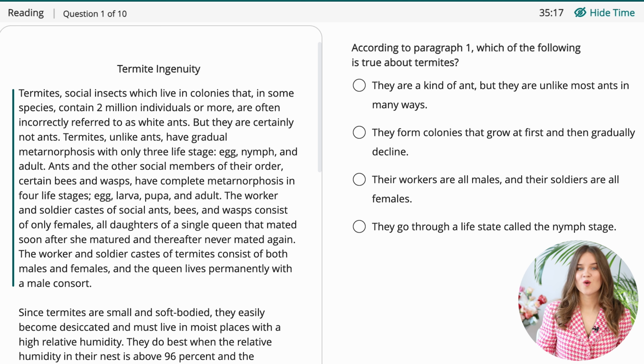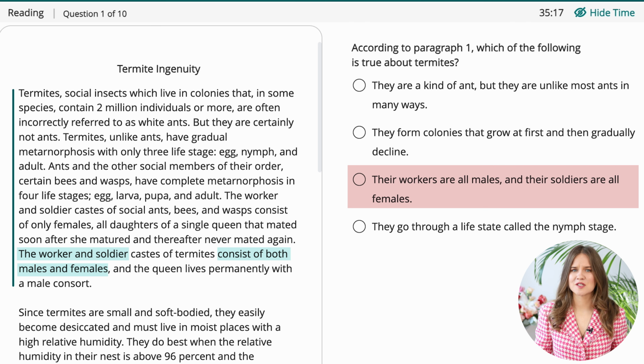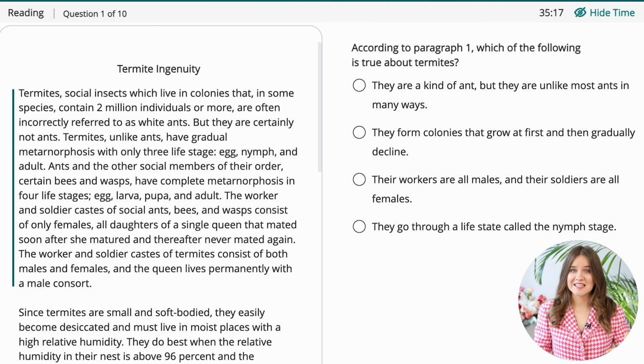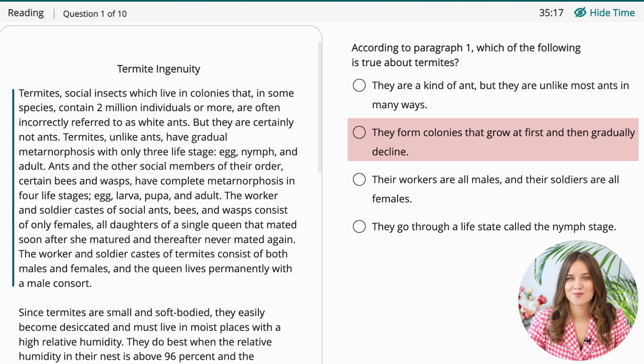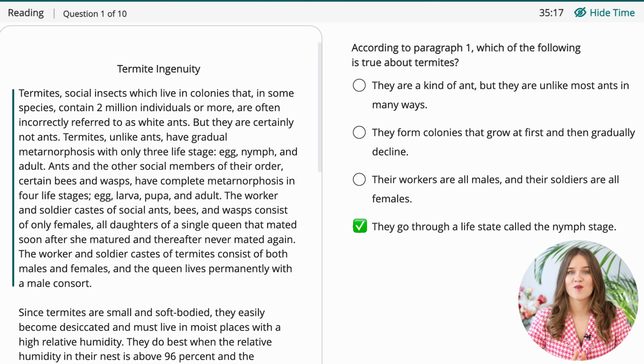Reading further, we learned that both workers and soldiers can be male or female. So choice 3 is wrong. And there is no mention of colonies first growing and then declining. So choice 2 is also incorrect. The correct answer is 4. They go through a life stage called the nymph stage.